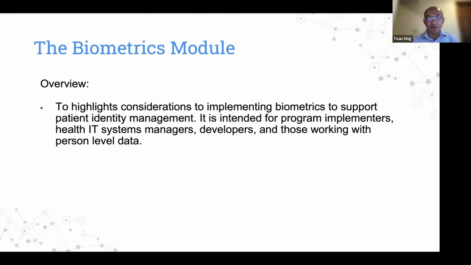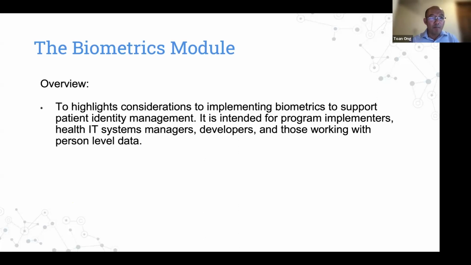So I went over that module very quickly to make sure that we have room for discussion later on. But I'm happy to expand on any of the components that I just presented.